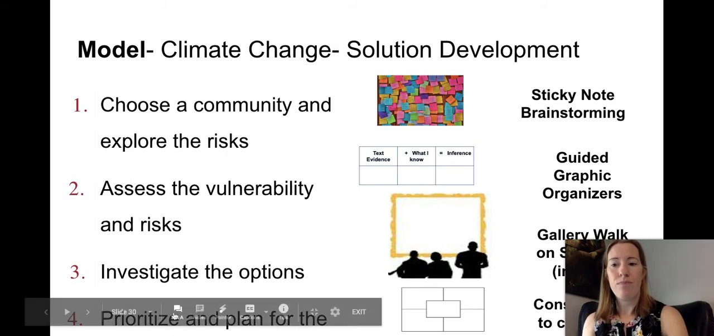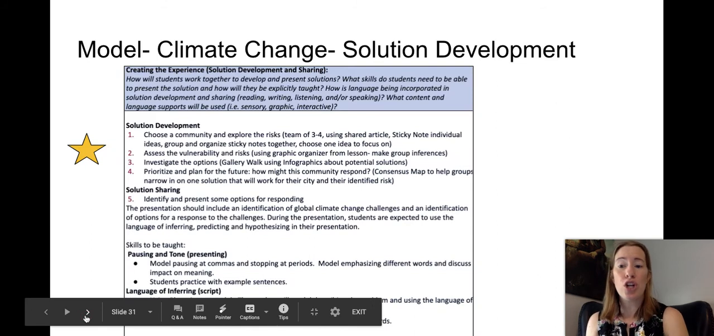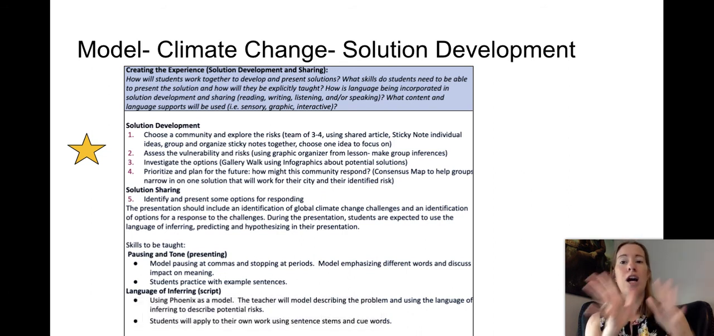So notice all of those different supports that were built in to really help you make those decisions. All right, so it is your turn now. You're going to go to this portion of your lesson plan. And remember, you're only planning the solution development portion. We're going to talk about how students are sharing the solution in the next part.